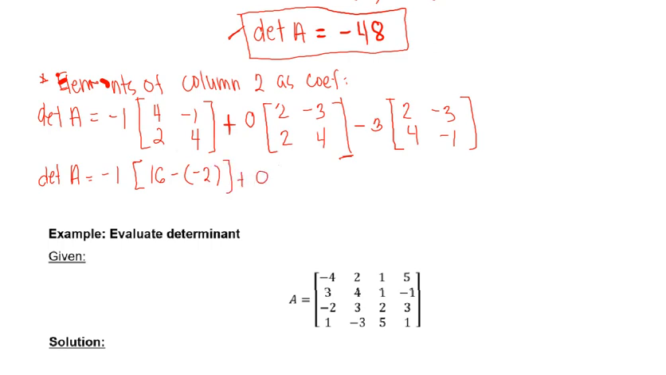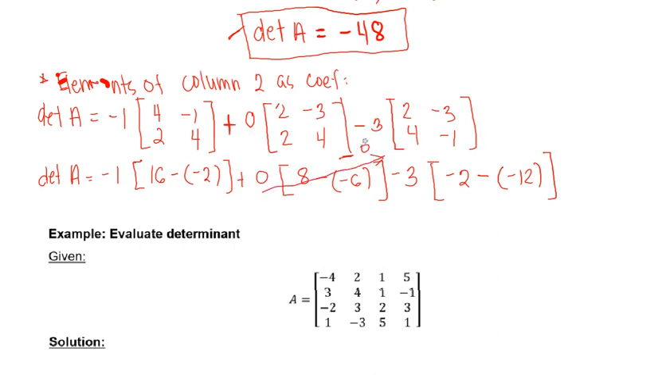Plus 0, we have 2 times 4, that is 8, minus 2 times negative 3, that is negative 6. And then we have minus 3, 2 times negative 1, that is negative 2, plus, that is minus. So we have minus, we have 4 times negative 3, that is negative 12. So if you notice, that is 0, so 0 yung value natin dito.